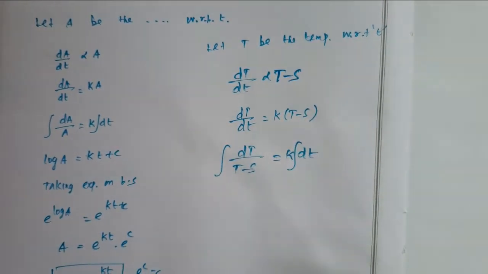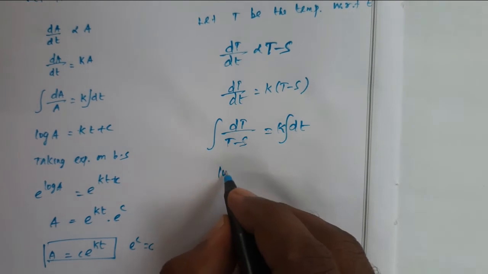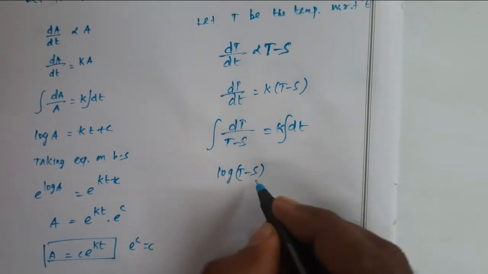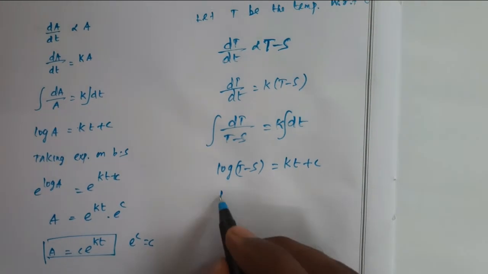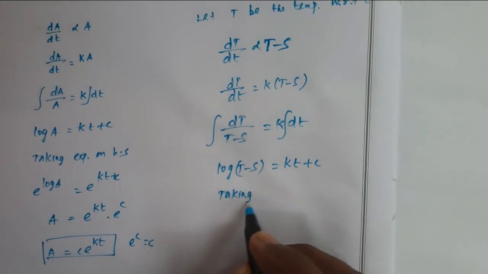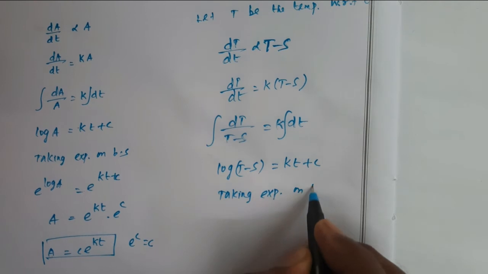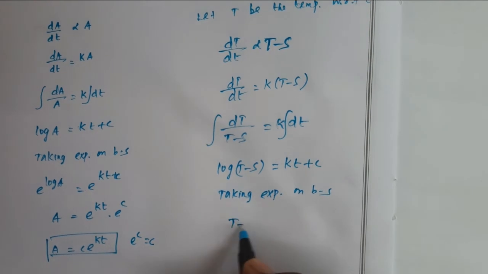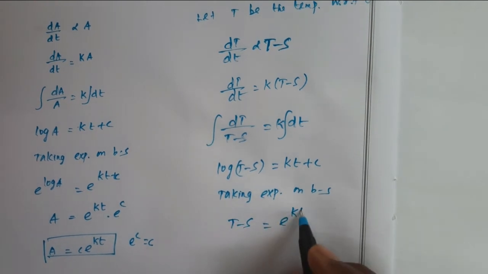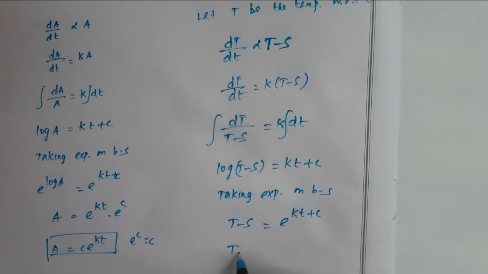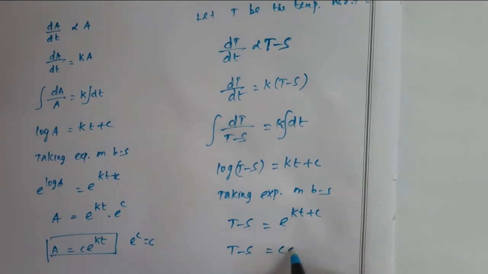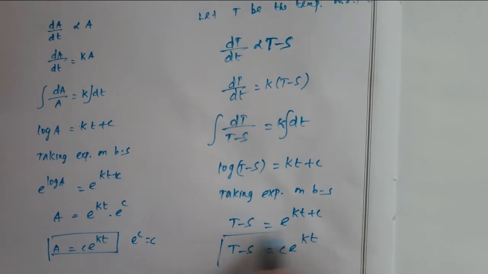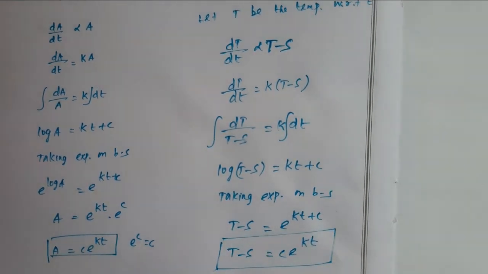Integrating on both sides, we get log of (T minus S) is equal to kt plus c. Taking exponential, we get T minus S is equal to e power kt plus c. So T minus S is equal to e power kt into e power c, which is equal to c e power kt, the required solution. This is the general procedure.